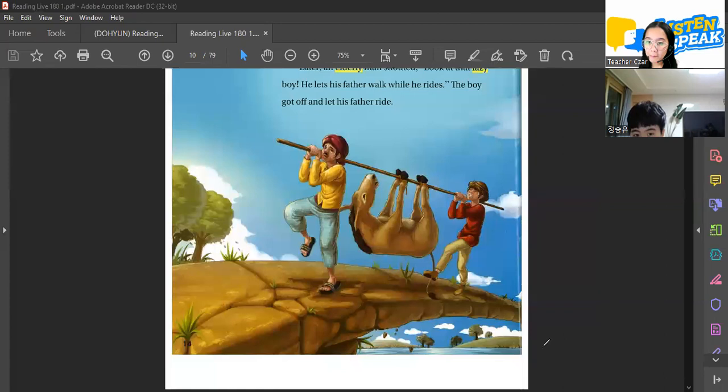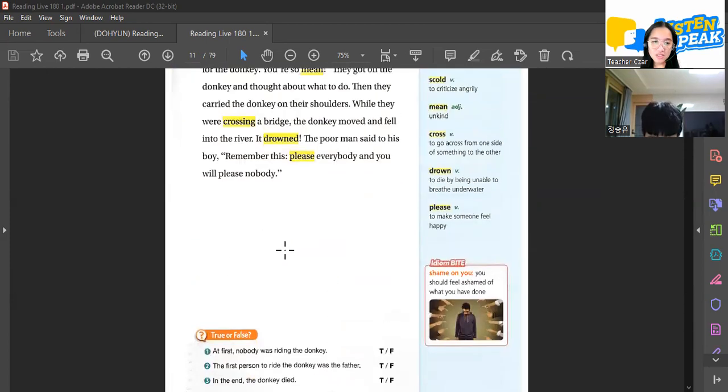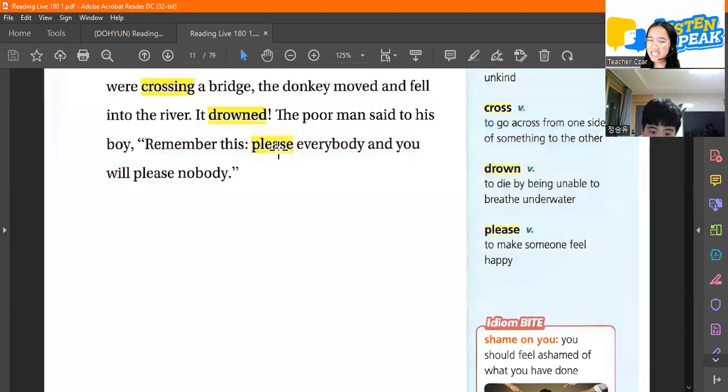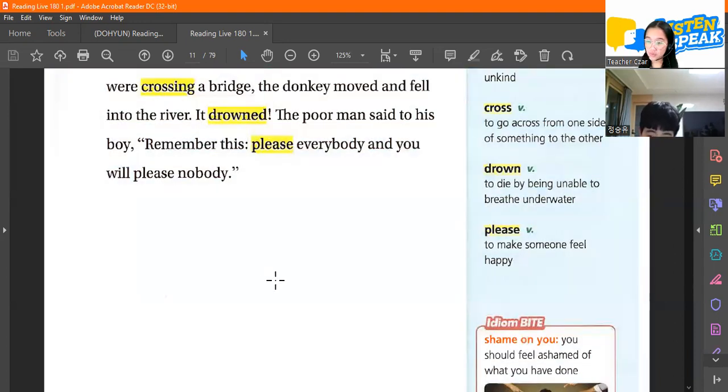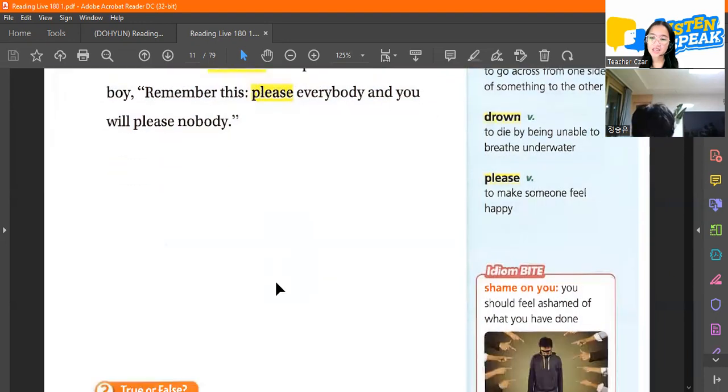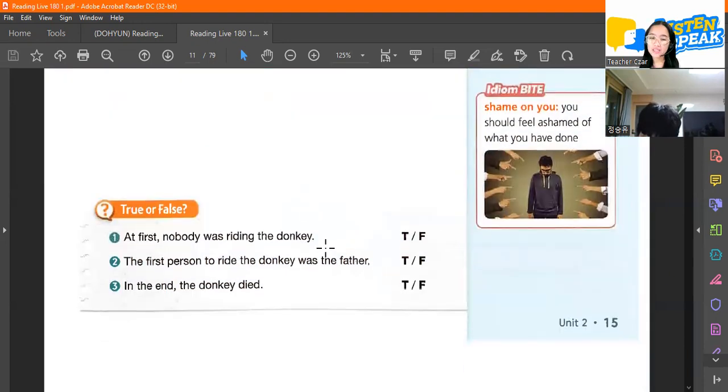Everybody scolded them or shouted at them. That's why they carried the donkey like this. And when they are on the bridge, the donkey fell down into the river and drowned, because maybe the donkey doesn't know how to swim. So, in the end of the story, the father said, remember this, if you try to please everybody, you will please nobody. So, do you have any more questions about this one? No question. So, if you don't have any questions, let's try the exercise now.